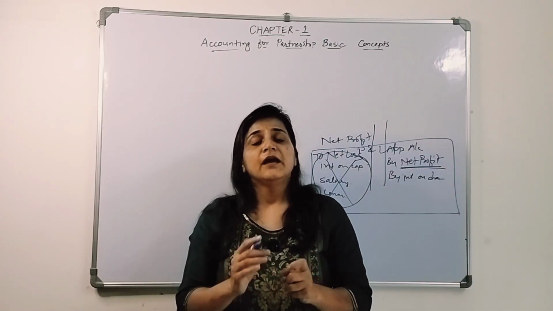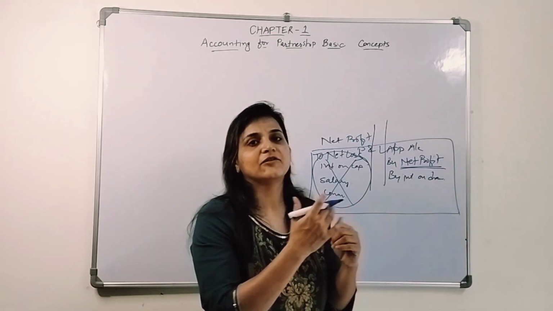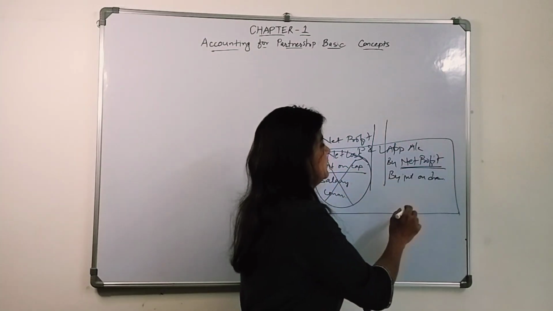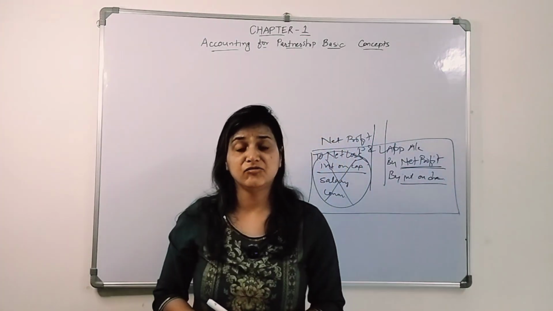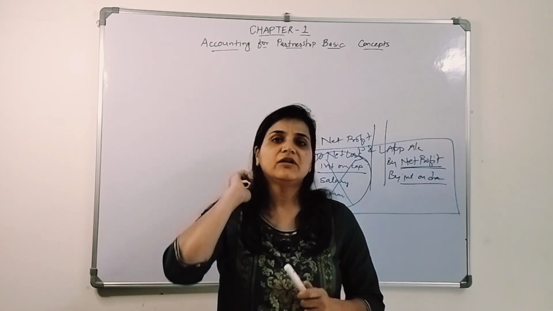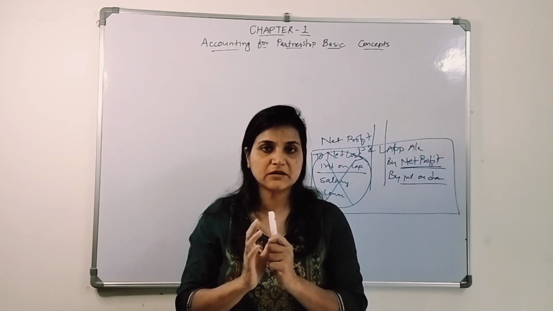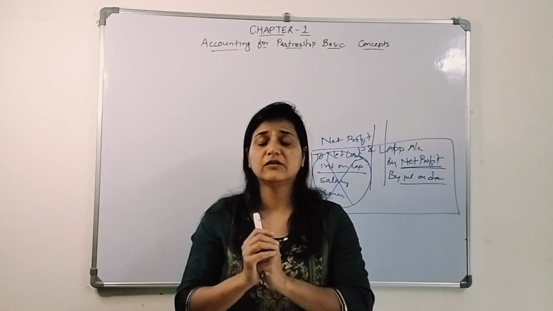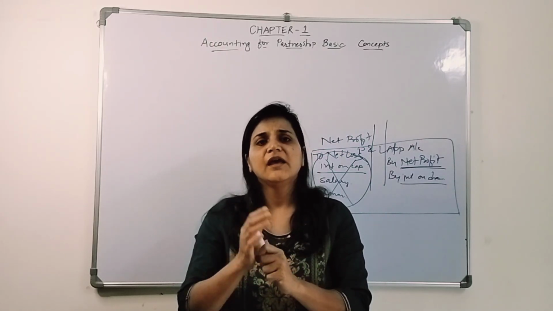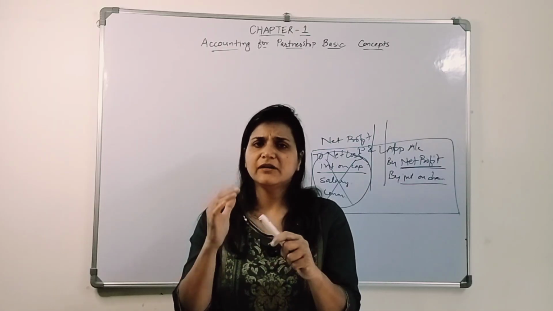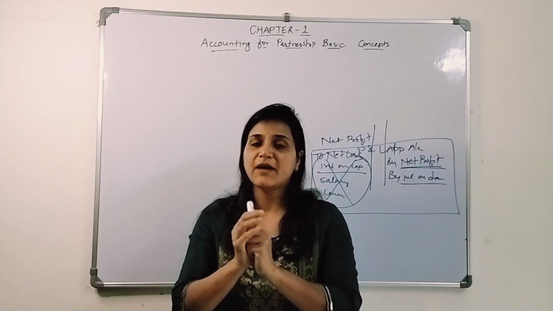Now comes the calculation part. Calculation part means how we will calculate the interest on capital and interest on drawings. Now interest on capital: the partner has brought some capital into the business, so the firm has to give interest. If for one time only he has brought the capital, the firm has to give interest for the whole year.